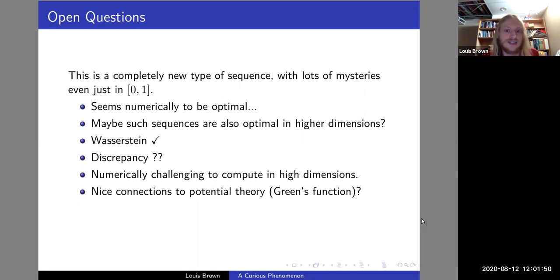Maybe it has nice connections to potential theory with Green's function. So lots of questions here. Maybe there are other types of functions that work. Maybe there's a whole other class of functions that produces even better algorithms. We don't know.